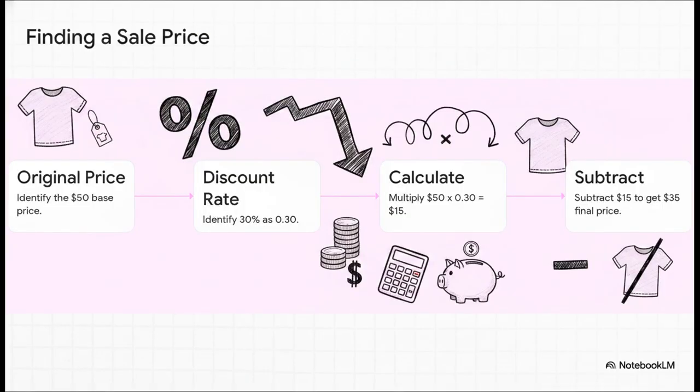Let's run a textbook play right here. Say you find a cool shirt with an original price of $50. That $50 is our whole. Step 2, let's say our discount rate is 30%, which we write as the decimal 0.30. For step 3, we calculate the discount amount by multiplying the whole by the rate. 50 times 0.30 is $15. And finally, step 4, because it's a discount, we subtract that $15 from the original 50, leaving us with a final sale price of $35. Just take it step by step, keep it clean, and you'll nail it.